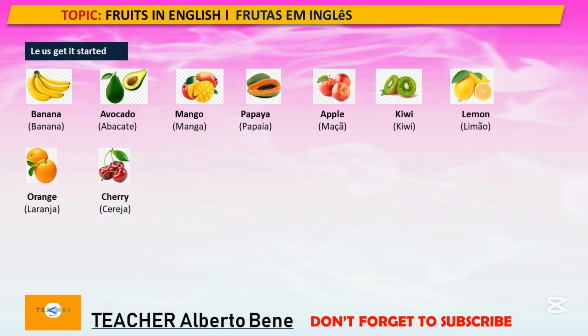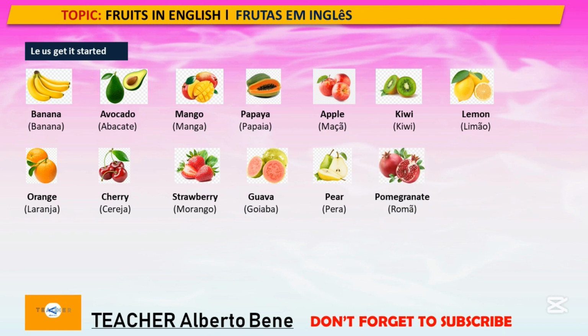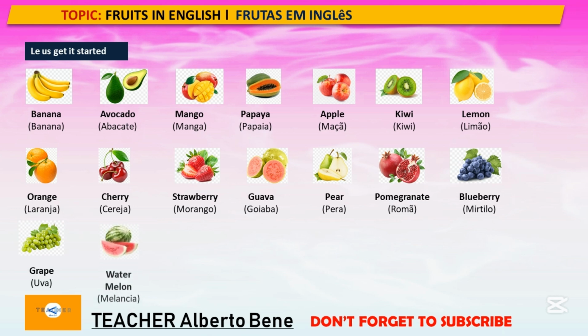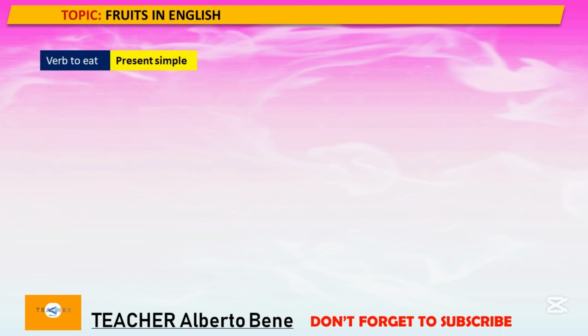Cherry, strawberry, guava, pear, pomegranate, blueberry, grape, watermelon, pineapple. Now let's conjugate the verb to eat in the present simple.